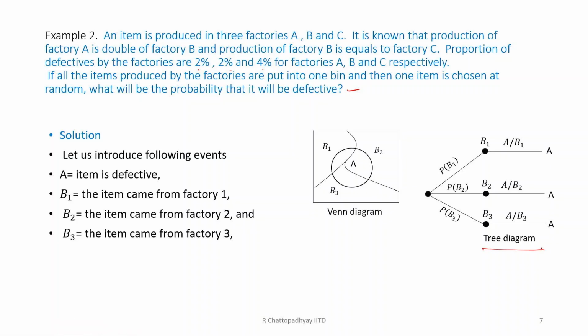The corresponding tree diagram will look like this. So these are the factories B1, B2 and B3. These are the defective items. So P(B1), P(B2), P(B3). It is P(A|B1), P(A|B2), P(A|B3), like that we can write it. So defectives coming from factory B2, P(A|B2). If I write P(A|B3), it basically means the defective items coming from factory B3.